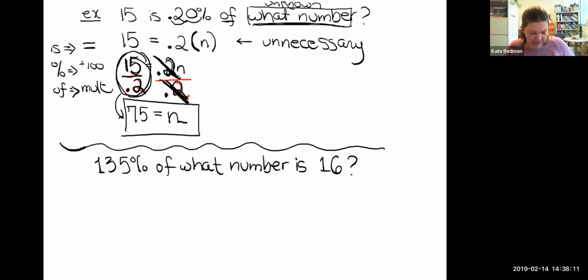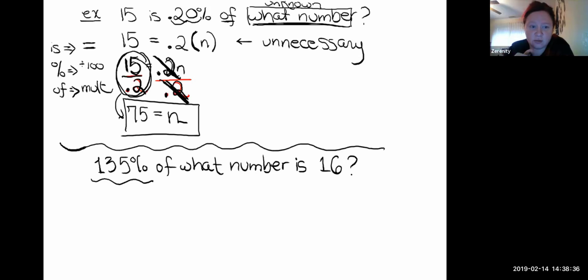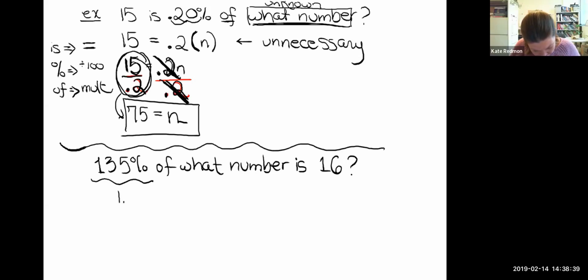So first thing I see is 135%. Serenity, I can't have a percent sign in my equation, or I suppose I could, but I would not recommend it because it confuses you guys. So let's deal with that percent sign. What do I get when I percent 135? 1.35. 135 divided by 100 is 1.35. I just lost 2 decimal places of value.